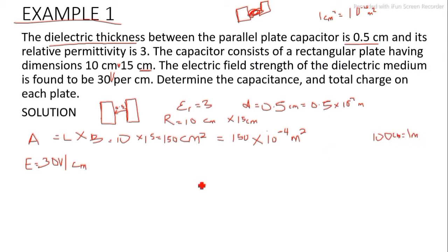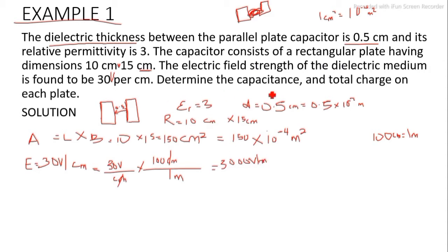So let's convert this. I'm going to have 30 volts per centimeter times 100 centimeter divided by 1 meter. So this centimeter will cancel this centimeter. 30 times 100 is what? That will give us 3000 volts per meter. So that's our electric field, 3000 volts per meter.